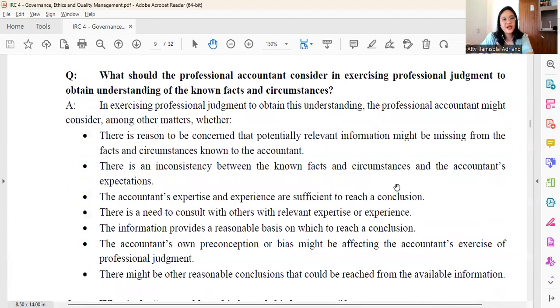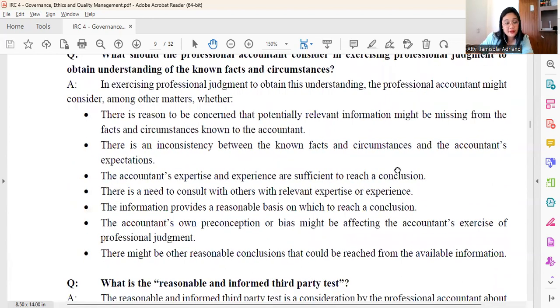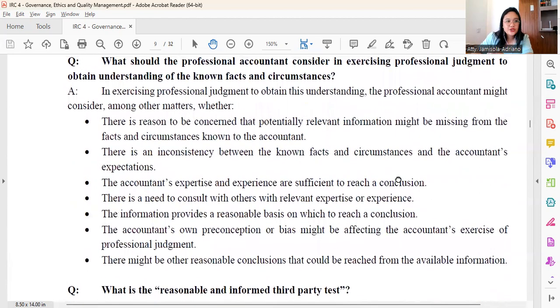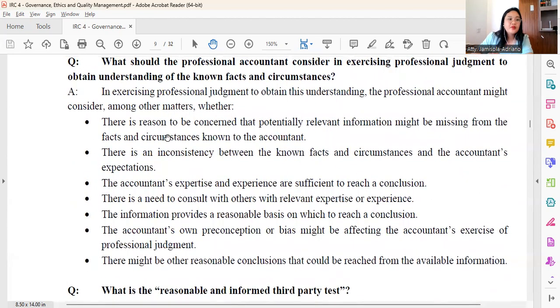So what should the professional accountant consider in exercising professional judgment to obtain understanding of the known facts and circumstances? So the professional accountant should look at the following. Whether there is a reason to be concerned that potentially relevant information might be missing from the facts and circumstances known to the accountant. Think whether you have the complete information. If not, then obtain more information.